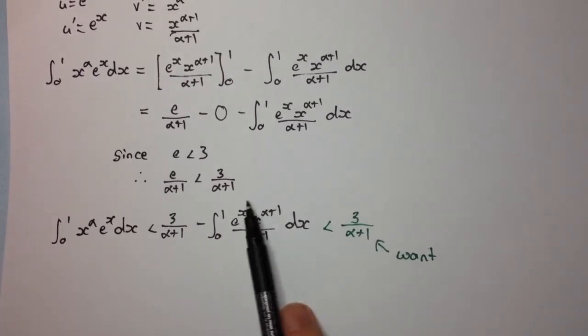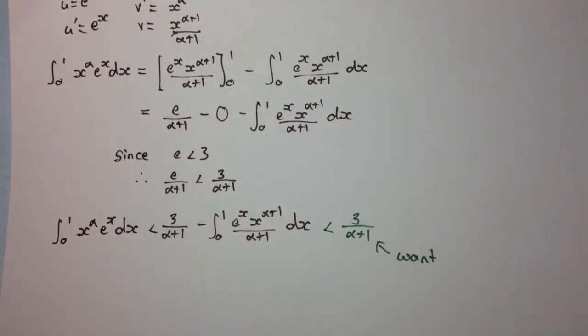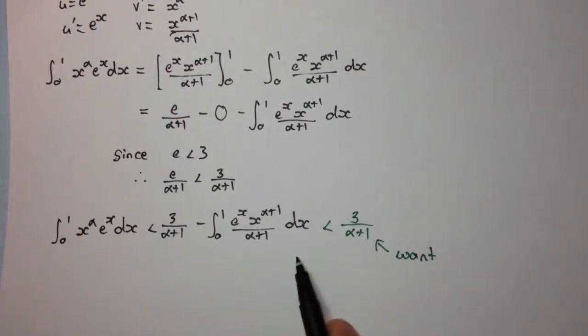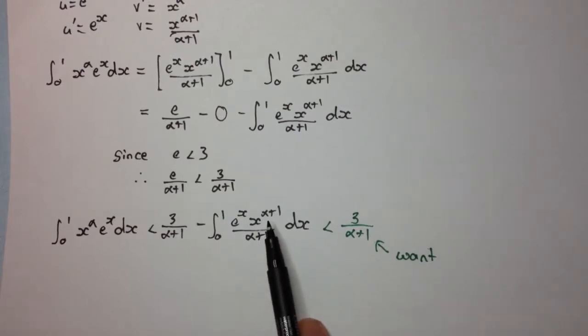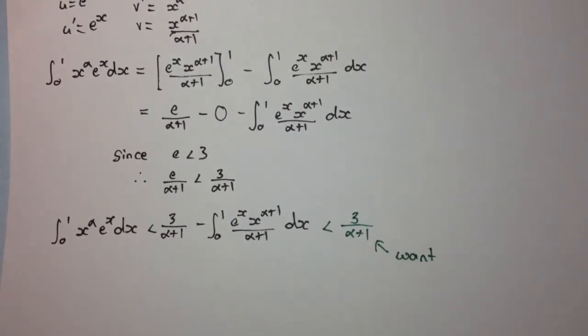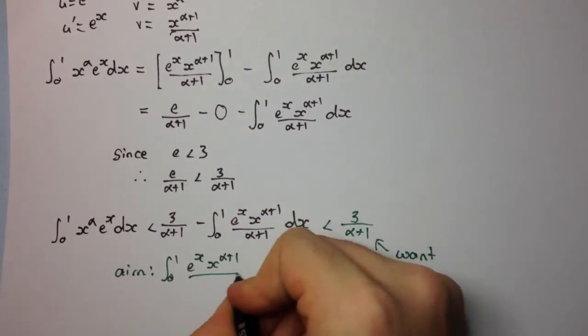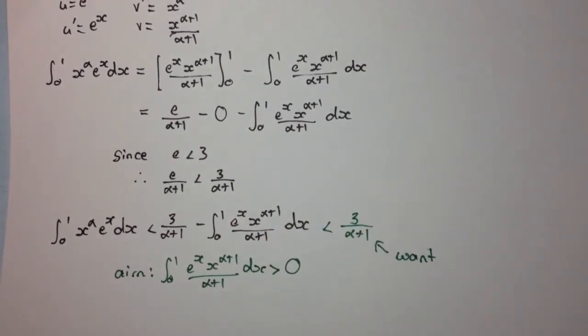So if we're somehow able to prove that this integral, without the minus sign, is positive, then that means we'll be taking away a positive value from 3 over alpha plus 1, and so therefore this bit here will be less than 3 over alpha plus 1. So our aim now is to show that this is greater than 0. So let's just write that down. Our aim, we want to show that this is greater than 0. Okay?